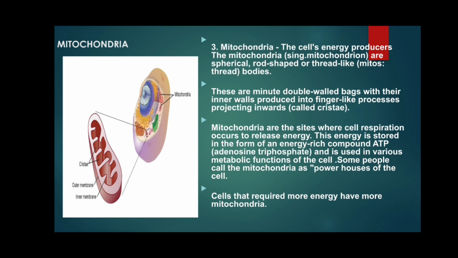Mitochondria is the cell organelle where cellular respiration takes place. Respiration means oxidation of food to produce energy. So this is the site where energy is released in the form of ATP. That's why it is known as the powerhouse of the cell. One more thing about the mitochondria is that it has its own DNA and ribosomes, so it can synthesize its own protein, and that's why it is a semi-autonomous organelle.